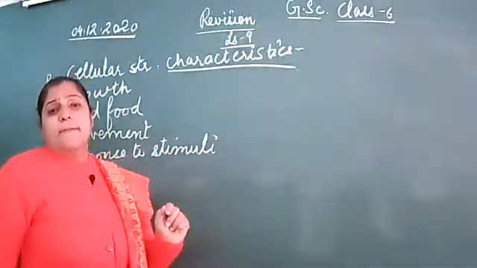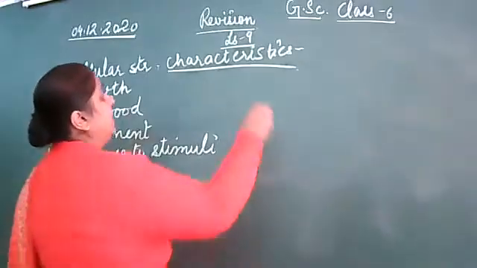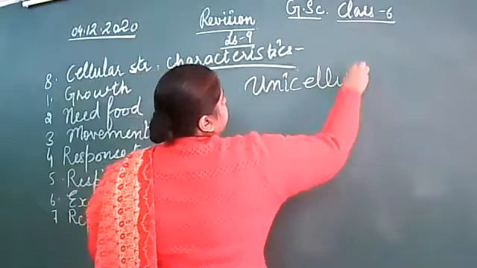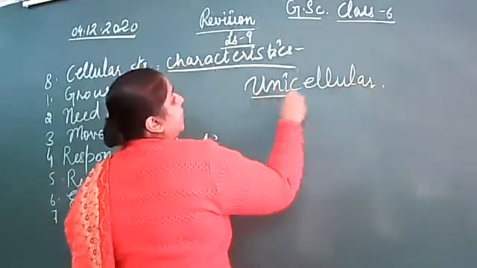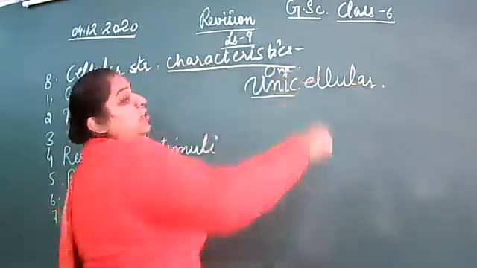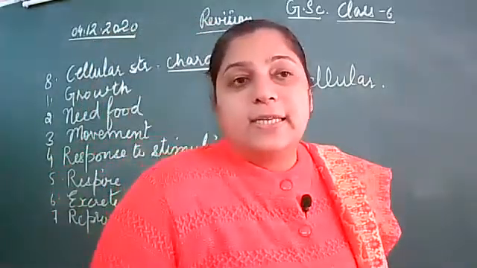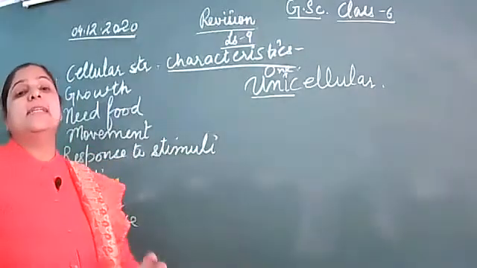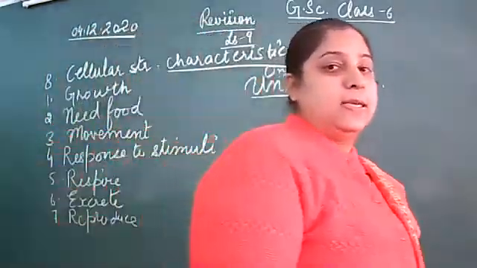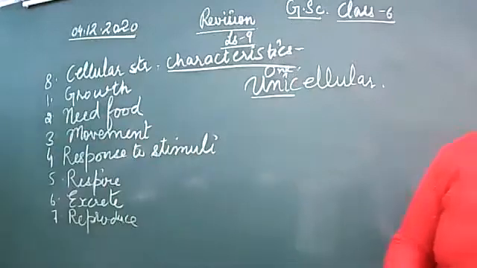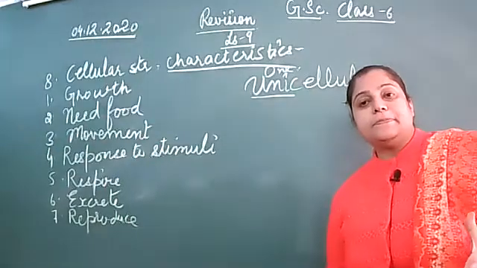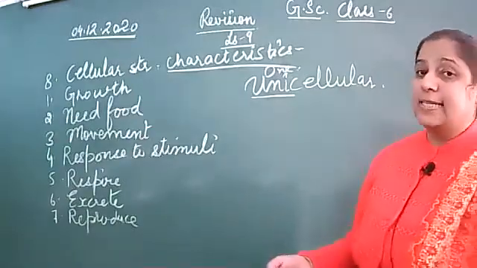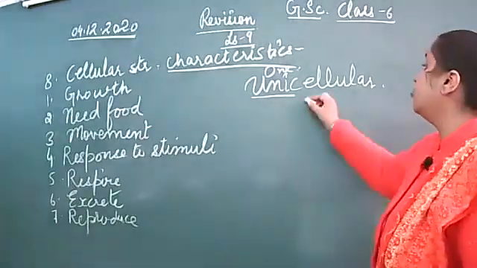But some organisms, they are made up of only one cell. They are known as unicellular. What do we call them? Uni means one. Unicellular means they are made up of only one cell. That one cell performs all the functions, right? If that one cell dies, the organism dies. Got it?